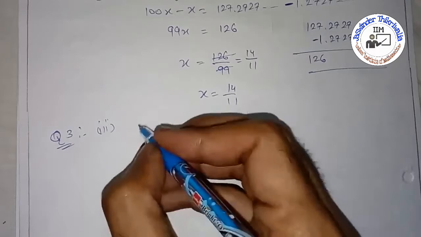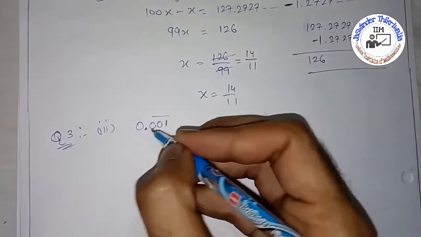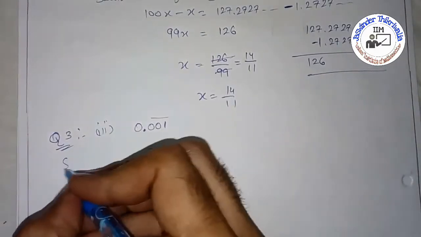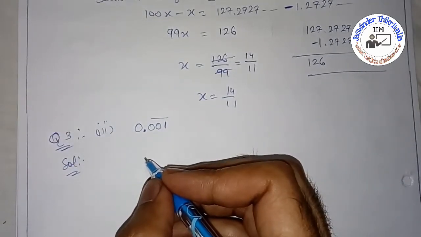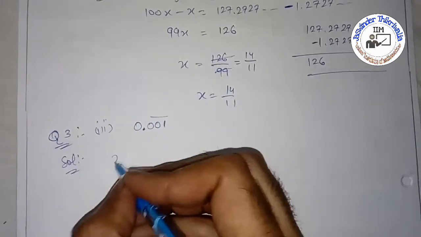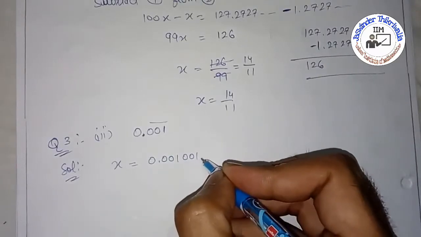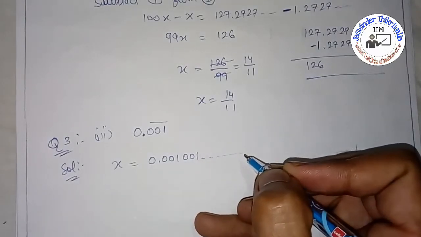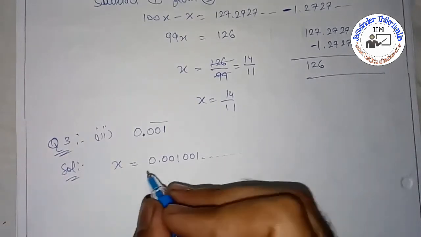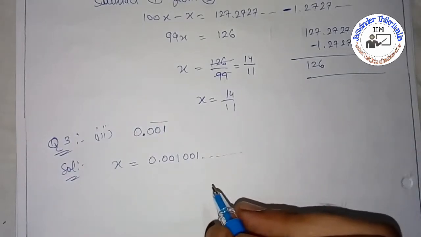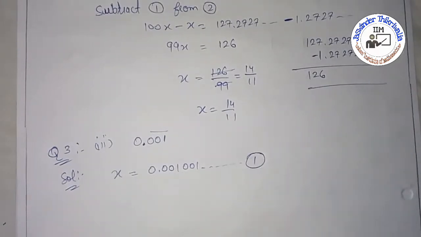In this they have given you the number 0.001. What you will do is firstly suppose it as a number x. So x is equal to 0.001001, and this value is repeating. This expansion is which type of expansion? Non-terminating and recurring, because it is repeating. So this is equation 1.